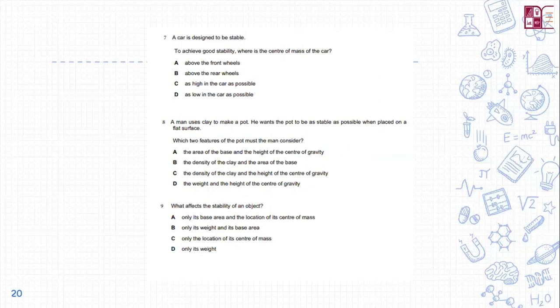A man uses clay to make a pot. He wants the pot to be as stable as possible when placed on a flat surface. Which 2 features of the pot must the man consider? The area of the base and the height of the center of gravity. And that is the correct answer. The area should be as wide as possible, and the height should be as low.